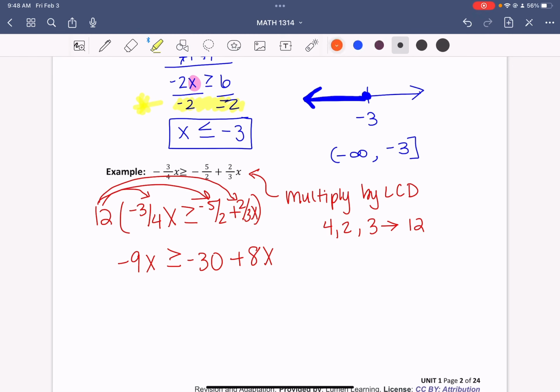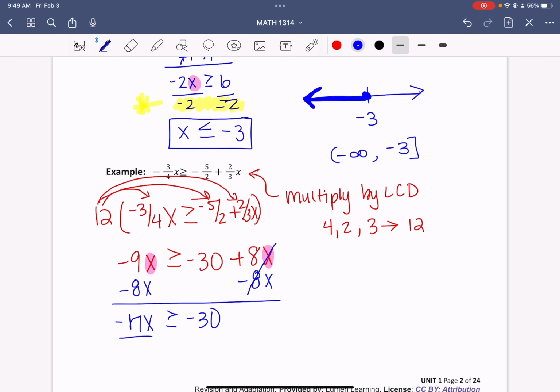And so now what I want to do is like what we did in the previous ones. I'm going to try and get all my x's together. And so I would say, okay, let's move this 8 over. So it gives me negative 8x. So I get negative 17x greater than or equal to negative 30, and divide by negative 17.